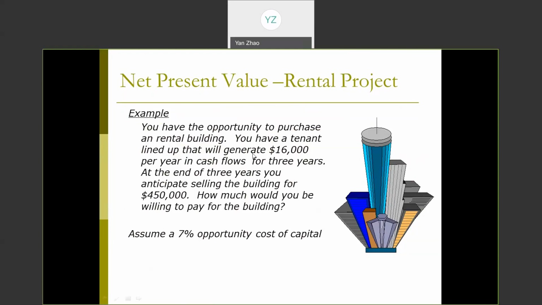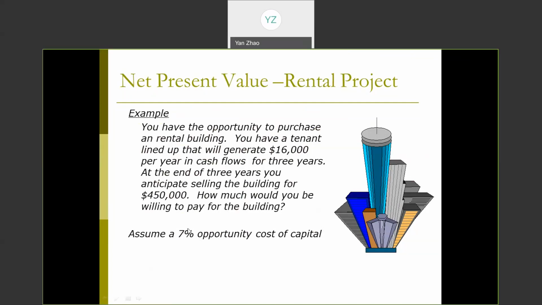Okay, so now you have the opportunity to purchase a rental building and you have a tenant lined up that will generate $16,000 rental income each year for the next 3 years. At the end of the 3 years, you will sell the building and you expect to sell the building for $450,000. How much are you willing to pay for the building right now?